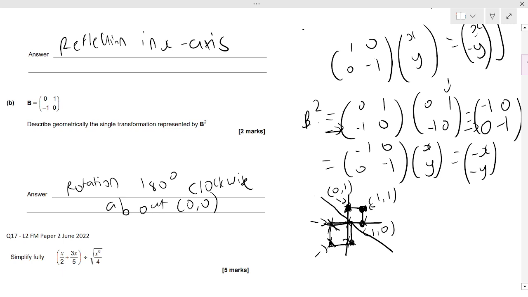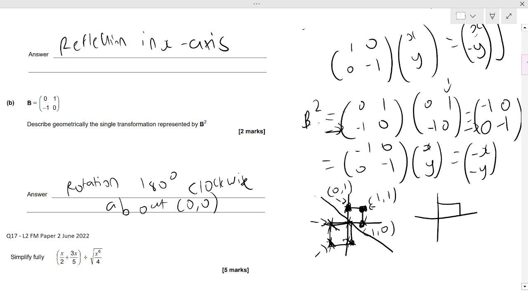Oh, no, no, because the points don't correspond. So here, 1, 1. Hang on, I think 1, 1 would go to 1, minus 1. No, minus 1 here. Okay. Then here, 1, 0 would go to minus 1, 0. There we are.